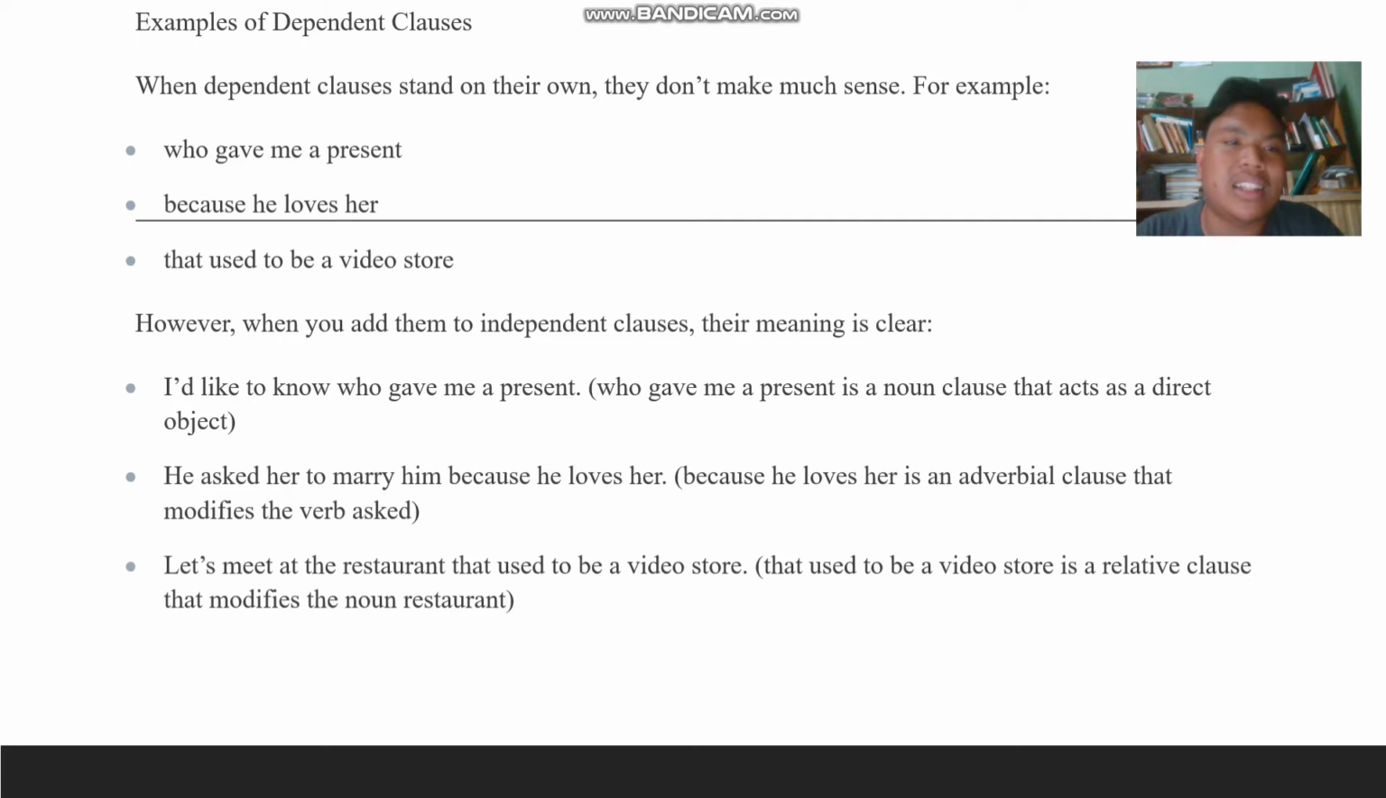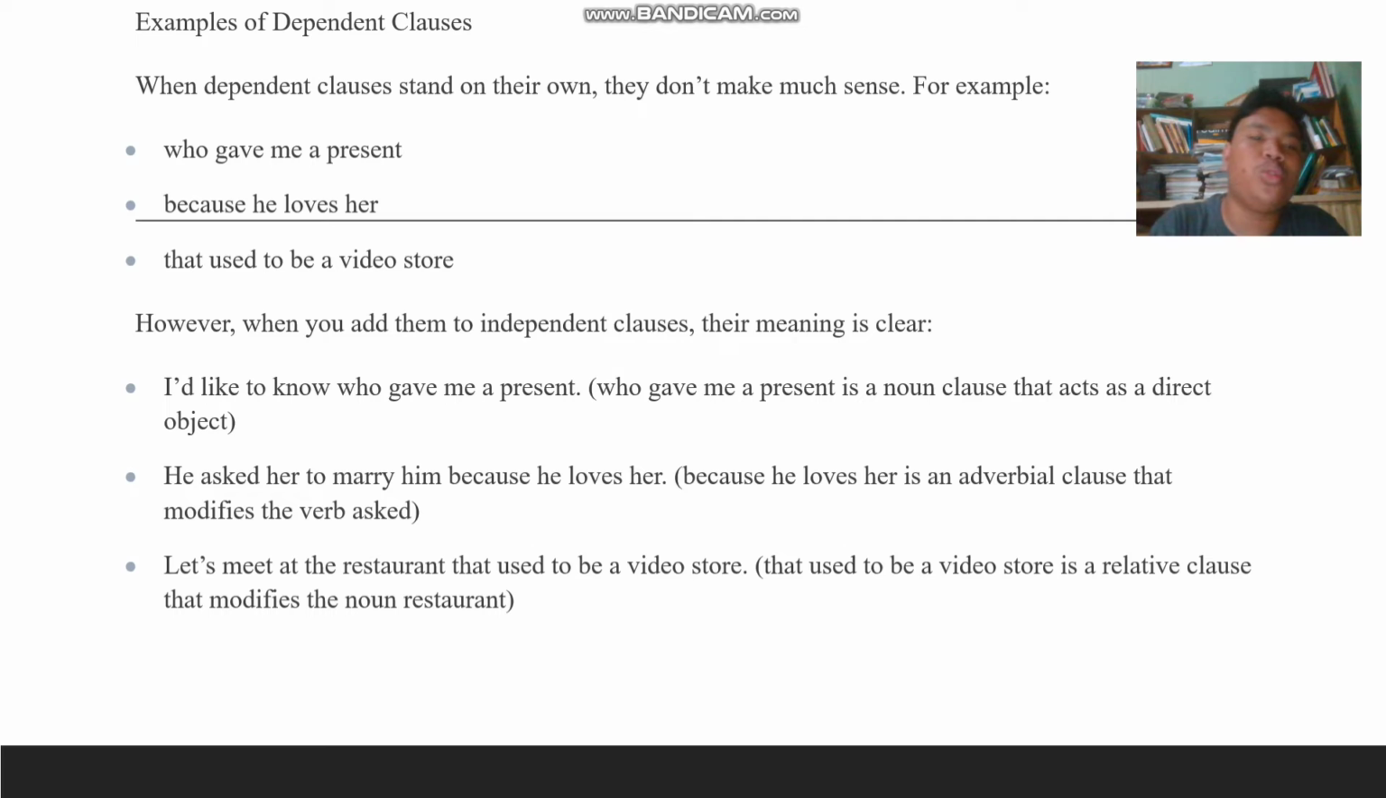Examples of dependent clauses right here. When dependent clauses stand on their own, they don't make much sense. For example, who gave me a present? Because he loves her. That used to be a video store. However, when you add them to independent clauses, their meaning is clear.